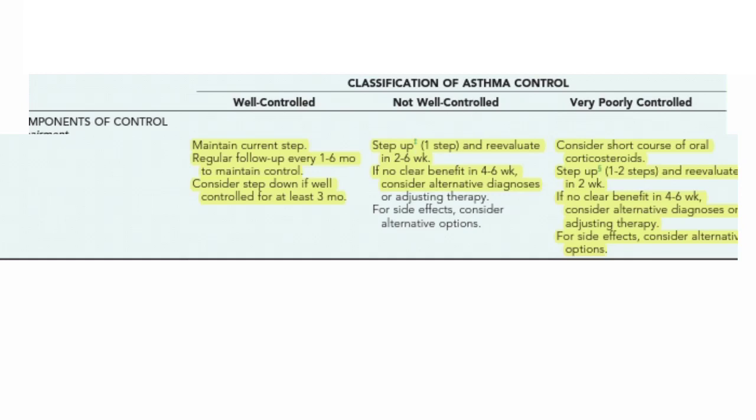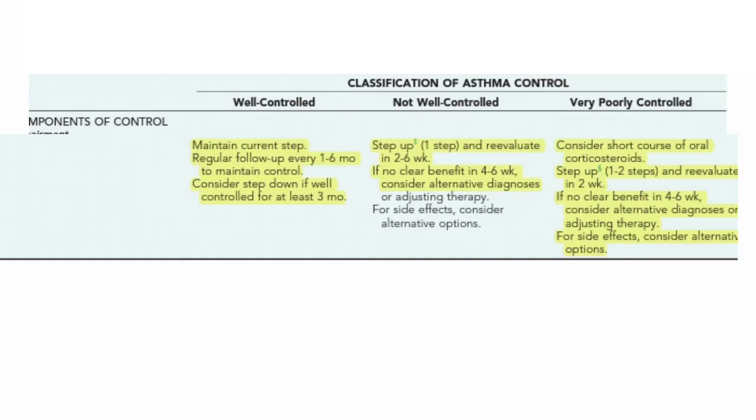If the patient falls in the control classification of very poorly controlled, then what step will you take? In this case, you will consider a short course of oral corticosteroid. You will step up, and here you can take 2 steps up. The patient was on step 2, low dose inhaled corticosteroid. You can directly jump to step 4, that is, medium dose inhaled corticosteroid along with LABA or LTRA.